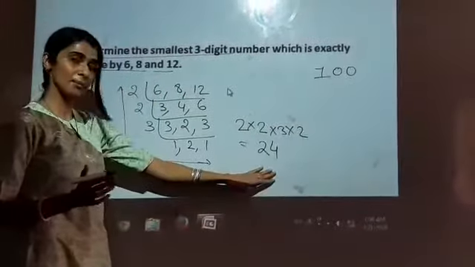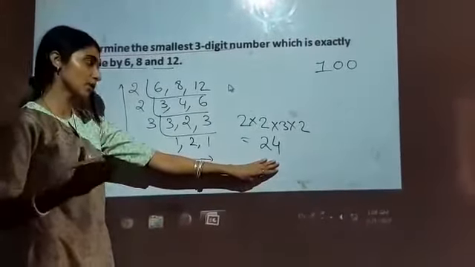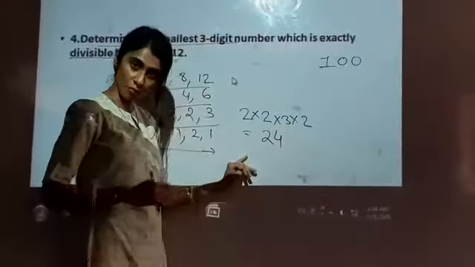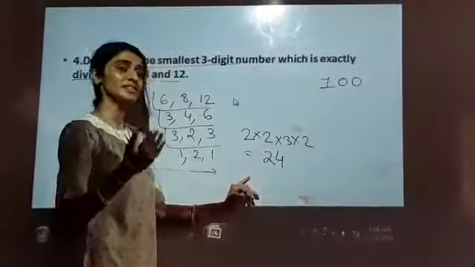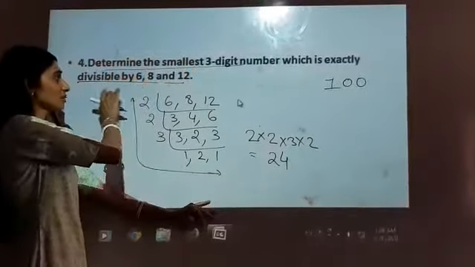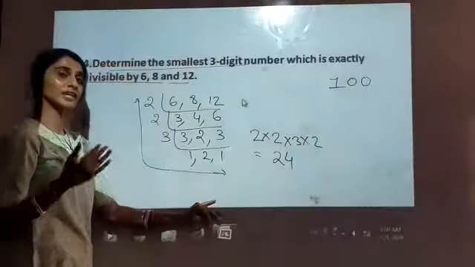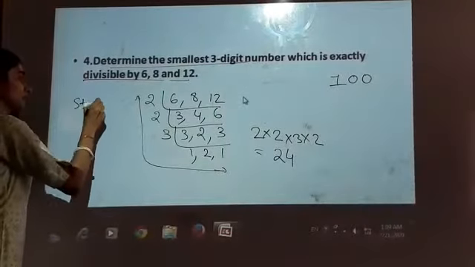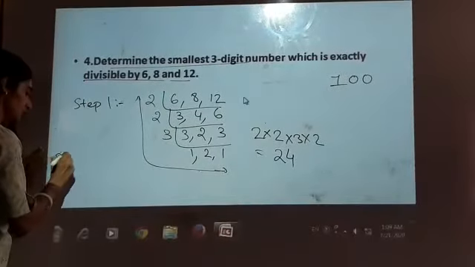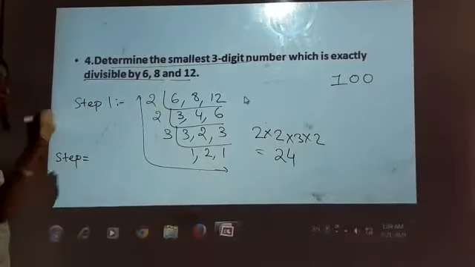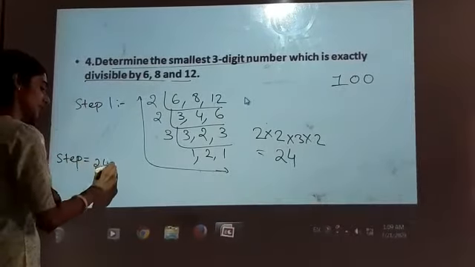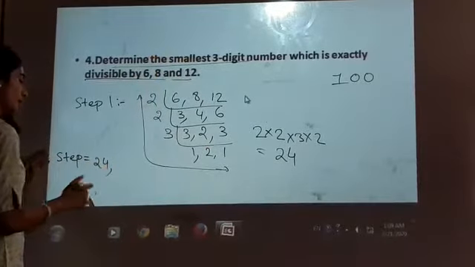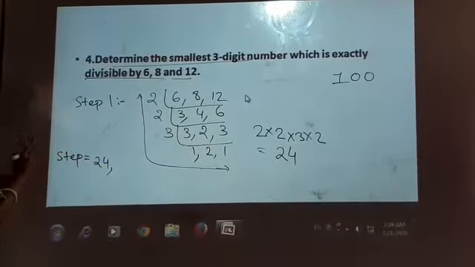So we have got 24 as their LCM. What you have to do is find the multiples of 24, and by that only we will get the smallest 3-digit number. So this was step 1 that we have done. Then step 2, you have to find the multiples of 24. First 24, that is a 2-digit number, so that is not our required answer. Then you have to multiply with 2.